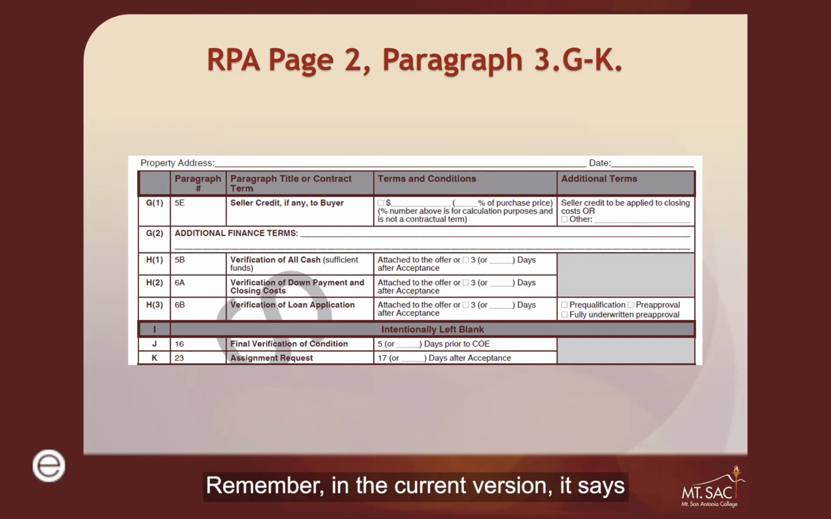Remember, in the current version, it says the buyer has been pre-qualified or pre-approved. We now have pre-qualified, pre-approved, and a new item, fully underwritten pre-approval. Okay, so first challenge. None of these terms have been defined. Maybe in a later version of this contract, they'll give definitions, but because these definitions are a little bit nebulous anyway, they have not been defined.